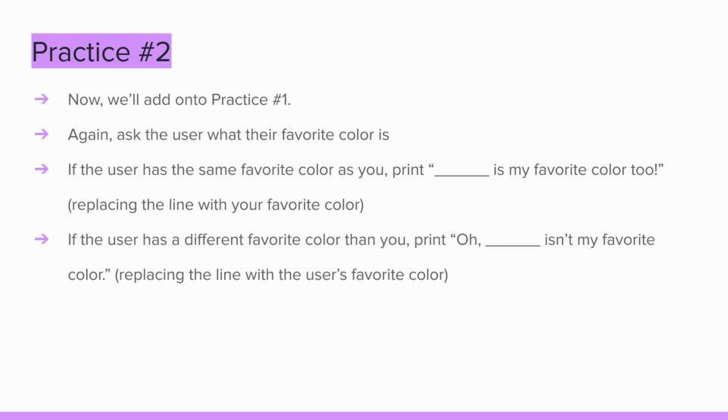Now, let's add on to the work we did for practice 1. We'll again ask the user what their favorite color is. If the user has the same color as you, print that it's your favorite color too. If the user has a different favorite color than you, print that the user's color isn't your favorite color. Pause the video now and resume the video to go over the answer. If you're stuck, look back at the string methods we learned in last week's lesson.